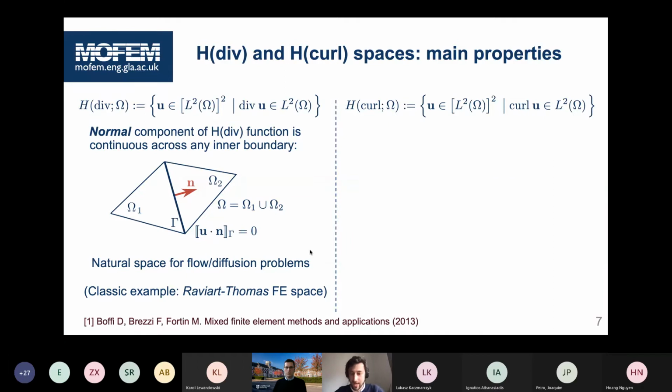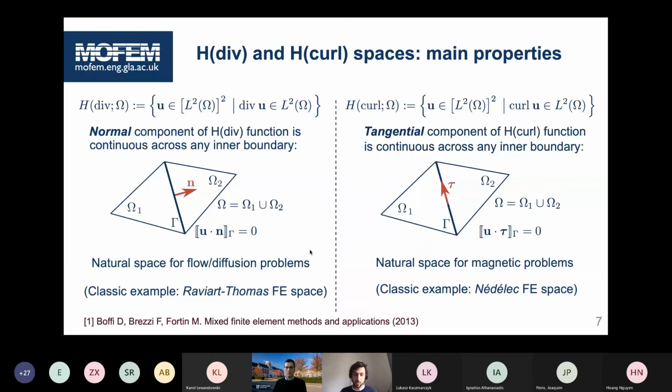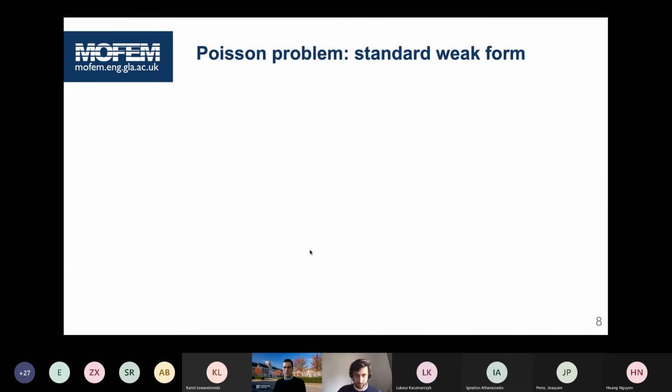On the contrary, Hcurl functions have the tangential components continuous across their inner boundary. And that means that such a space is natural for magnetic problems, where we want the magnetic field lines to be closed. And the classical example of the elements for this is the Nedelec elements.